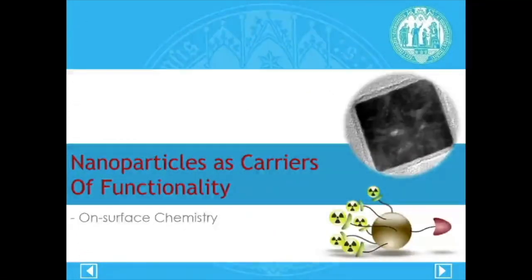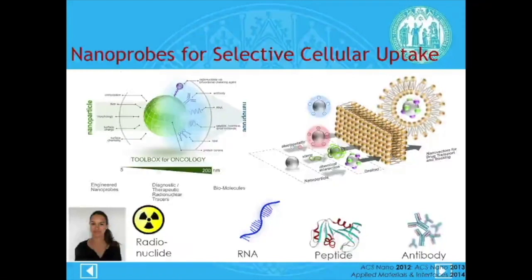Now, this is the background that we are coming from, but I would like to use the rest of the time for two special applications that were also in the title of my abstract. One is the use of nanoparticles as carriers of functionality to perform on-surface chemistry, which can be used for health applications. In Cologne, we have a focus on making these nanoparticles as nanoprobes for transferring them across biological barriers.